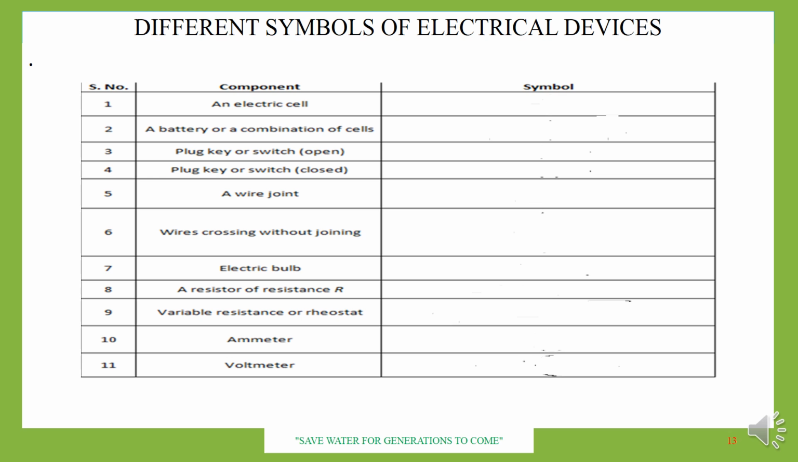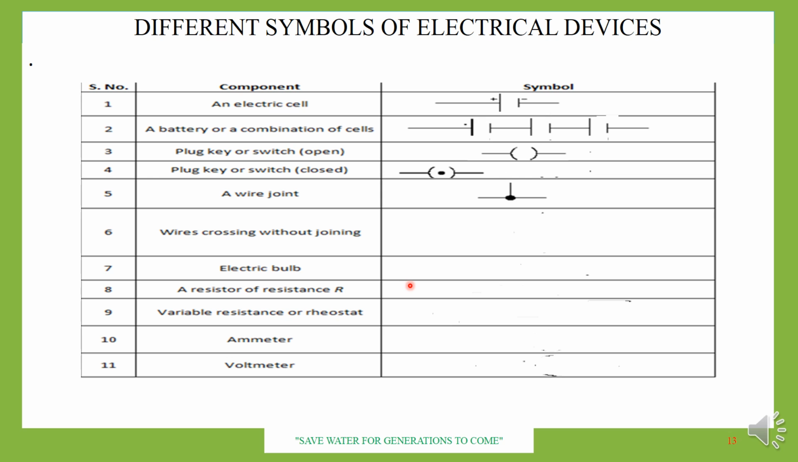Now these are some symbols of electrical devices. Here you can see, these symbols are very, very important. So this is an electric cell, this is a battery, plug key or switch. Here it is open, which means no current is passing. Here it is closed. Here this point shows that the key is closed and electric current is passing through the circuit.